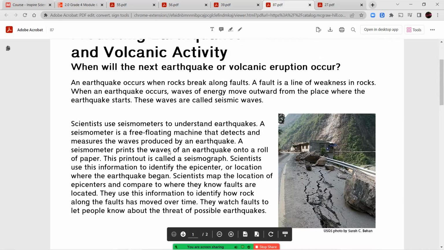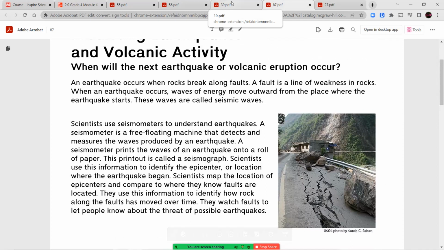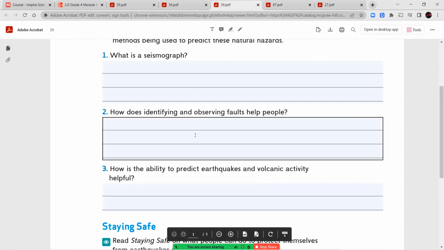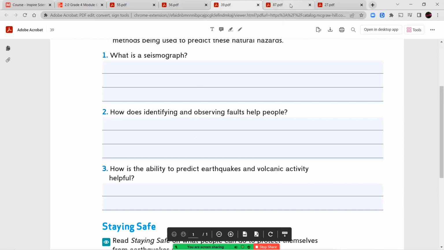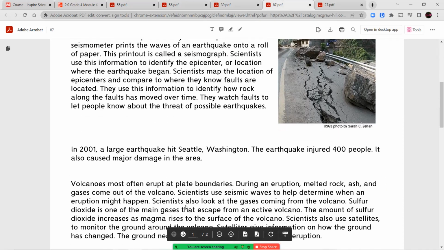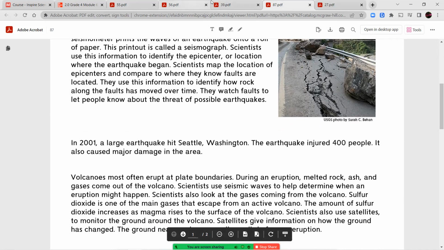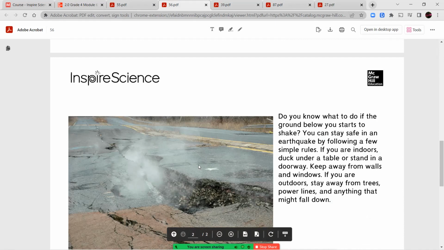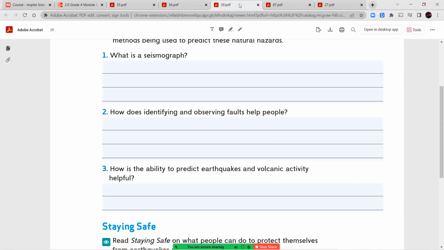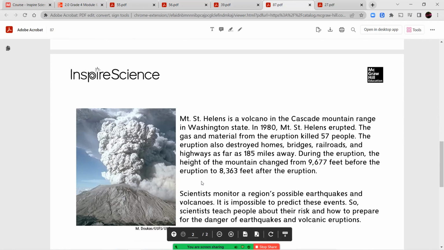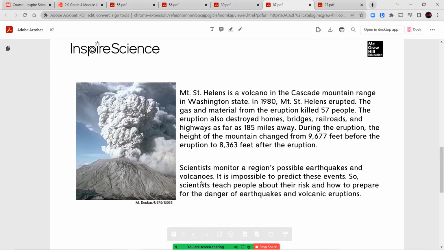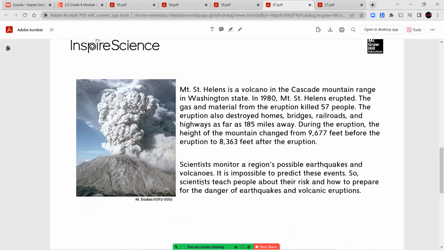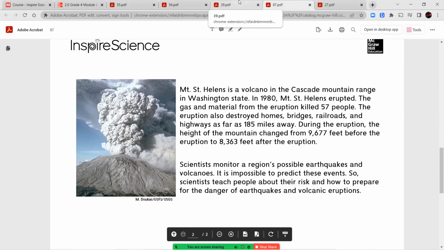A seismograph is the printout from a seismometer that measures the strength of the earthquake. How does identifying and observing faults help people? Again, that information is in these first couple paragraphs. How is the ability to predict earthquakes and volcanic activity helpful? That information we found farther down on our pages. It helps people so that they can prepare and that they're aware of what the dangers are if one of those natural disasters should occur.